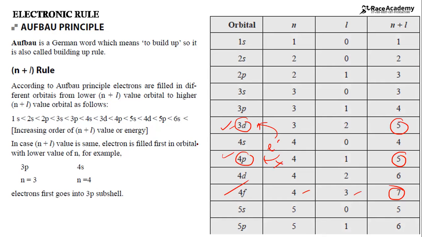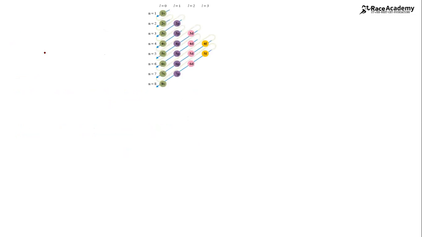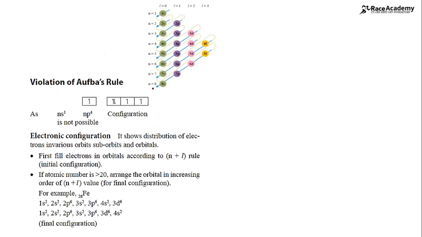Okay, that is the Aufbau principle. Now this is the Moeller diagram. If you see this Moeller diagram, you will come to know from the diagram easily in which orbital the electron enters in the electronic picture. Come to the violation of the Aufbau rule, how it can be done.